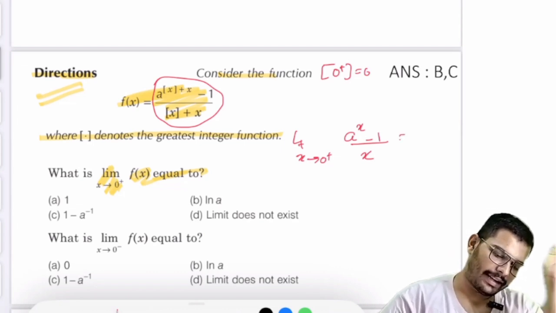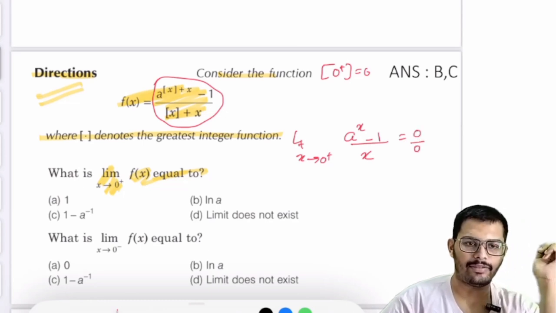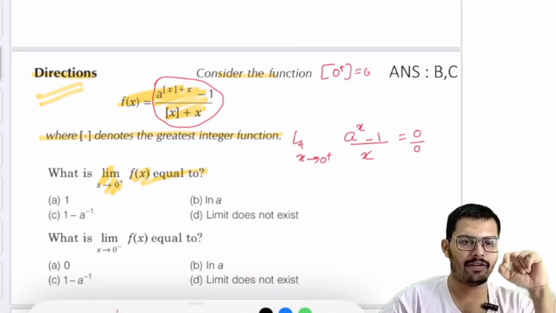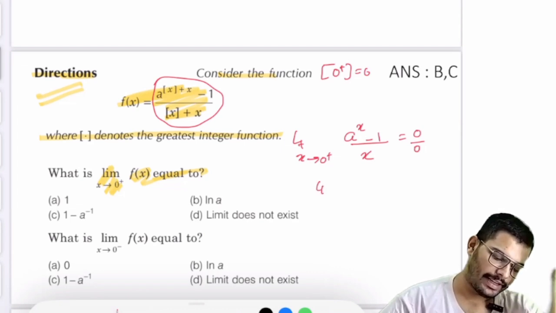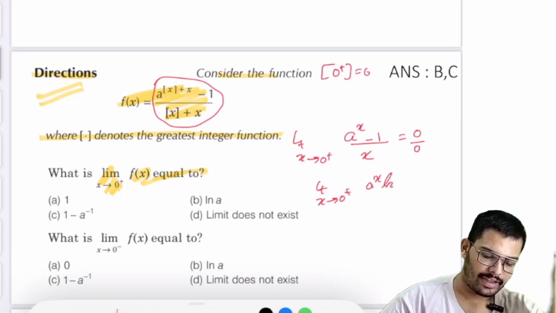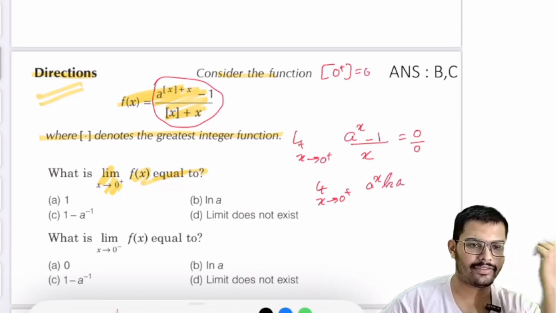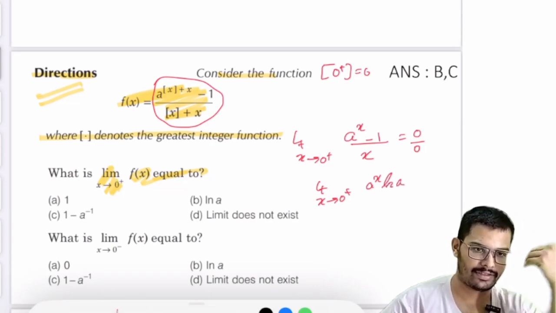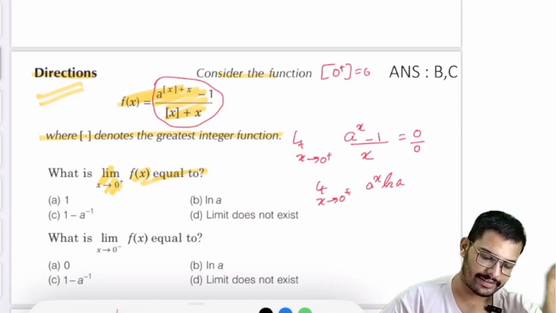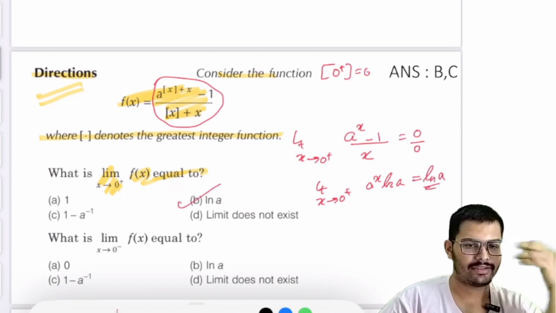If we apply the value 0 directly, it will be 0 by 0, an indeterminate form. Therefore, we can go with the L'Hospital rule. Now, limit x tends to 0 plus, the derivative of a raised to x is a raised to x log a, minus 1 derivative is 0, and the derivative of x is 1. Now, if you apply the value x equal to 0, it is directly log a. So, the first part is done.